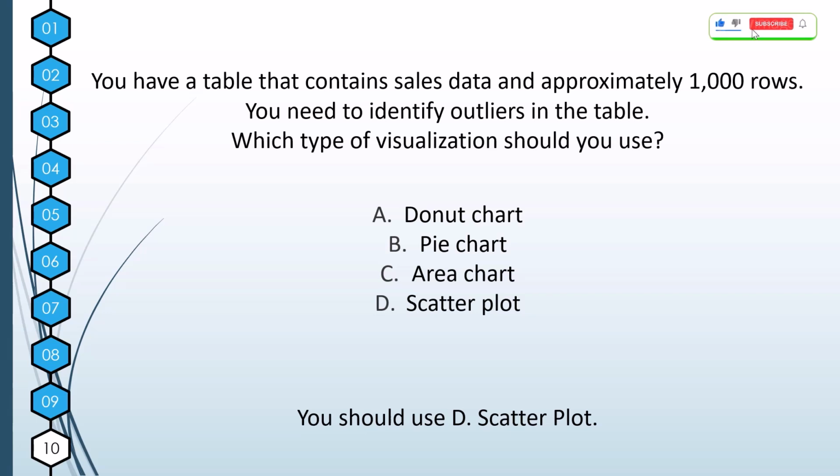You have a table that contains sales data and approximately 1000 rows. You need to identify outliers in the table. Which type of visualization should you use? A. Donut chart. B. Pie chart. C. Area chart. D. Scatter plot. You should use D. Scatter plot.